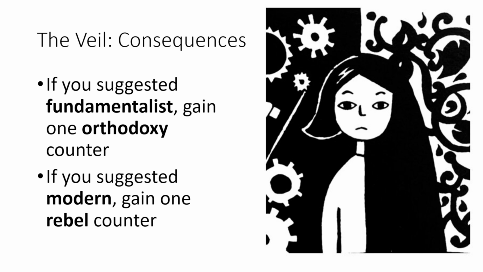If your group suggested fundamentalists, give yourself one orthodoxy counter or card. If you suggested modern, gain one rebel counter.